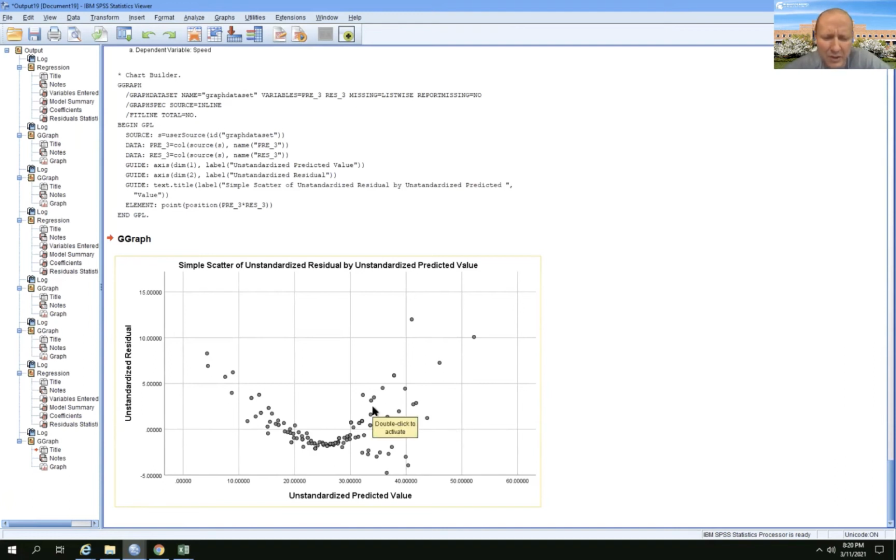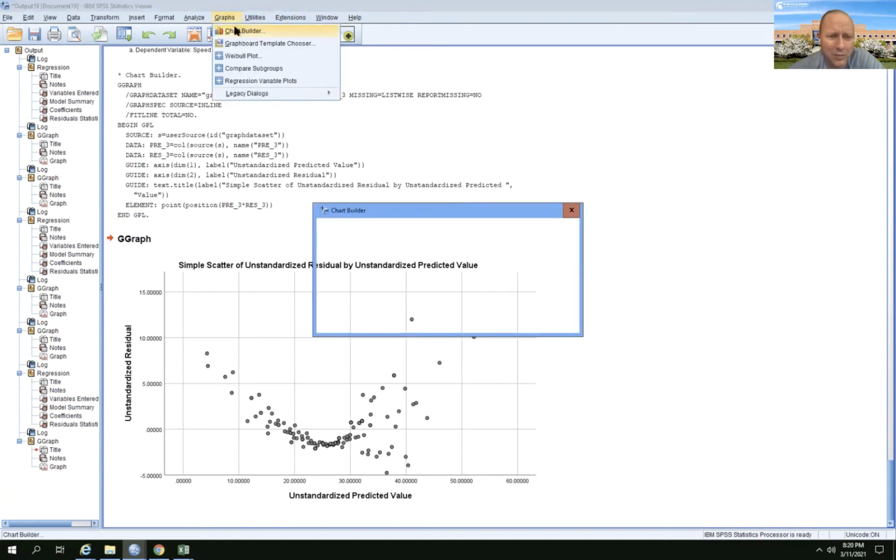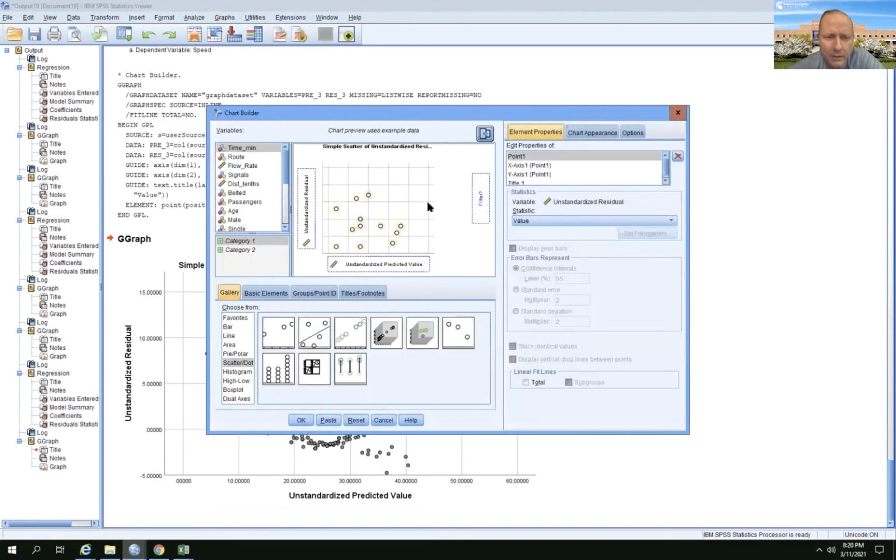And so now just looking at this, the question becomes, well, should we look at transforming our data, or what's driving this concern? And this is where it gets a little bit trickier even. And so what we're going to do now is look at these variables individually. So we'll look at our residuals versus travel time.